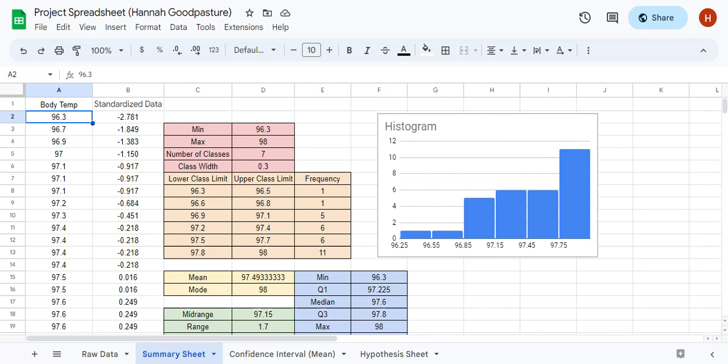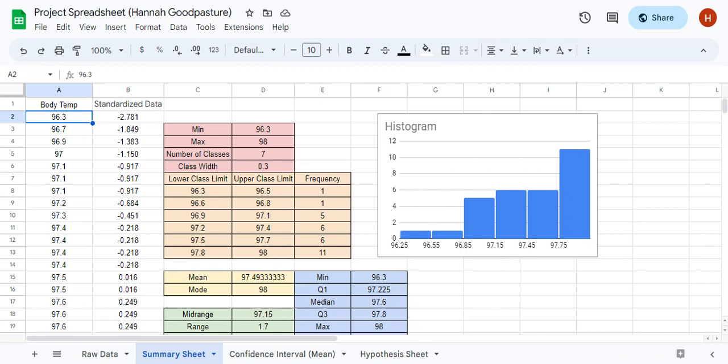And next we have the frequency distribution, and this just includes the minimum, maximum, number of classes, class width, lower class limit, upper class limit, and the frequency. And if we scroll down, we'll see the mean, mode, mid-range, range, variance, and standard deviation. And directly next to it in the blue, we have the 5-number summary. The 5-number summary just gives us a general picture of what the data will look like.